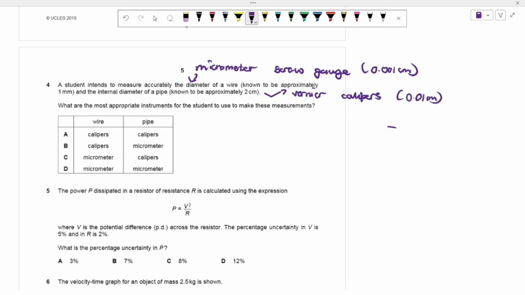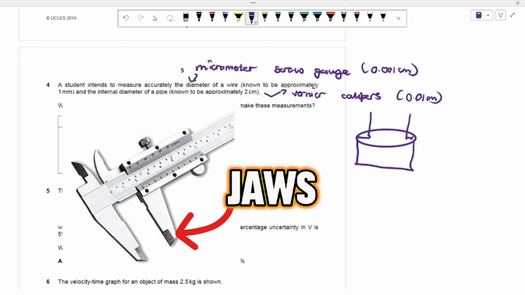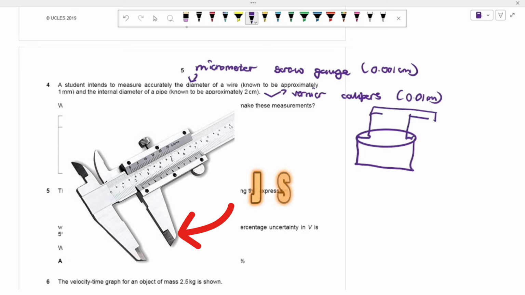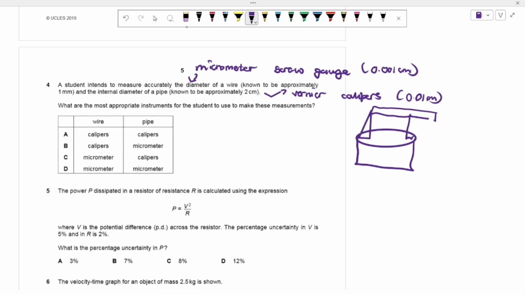Why? Because calipers, if you have a specific object, something like this, right? You just put one jaw of the calipers here, then the other jaw here, and then you're able to make the measurement that you need. So you just put your jaws on these edges, and you can make the measurement.